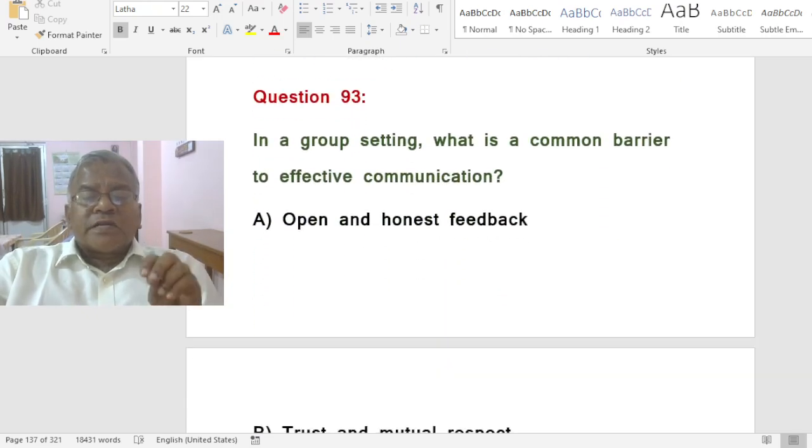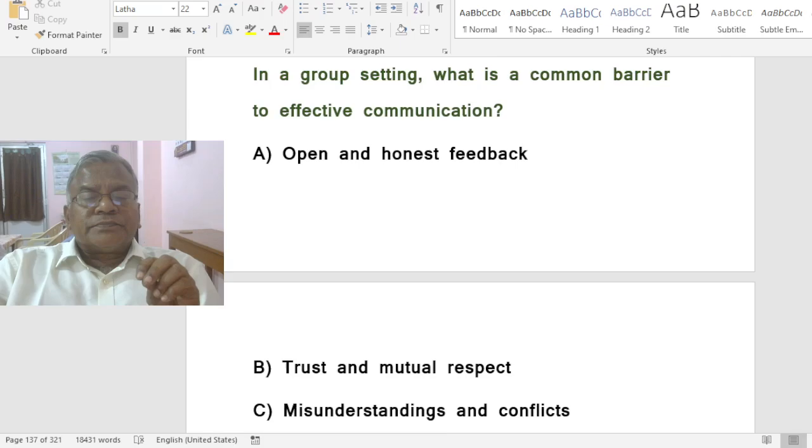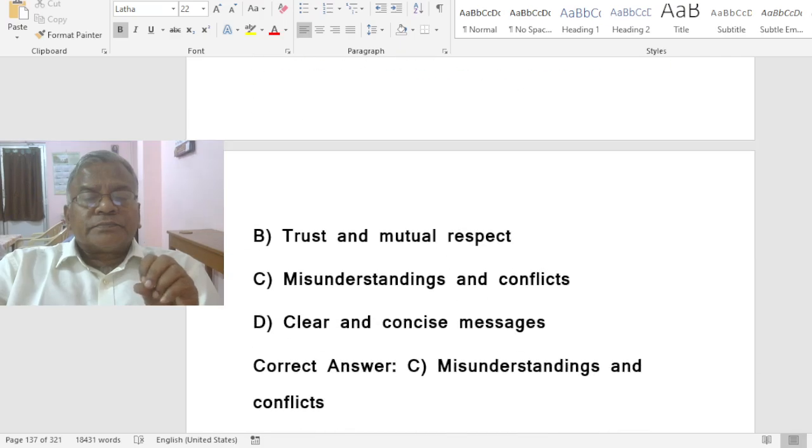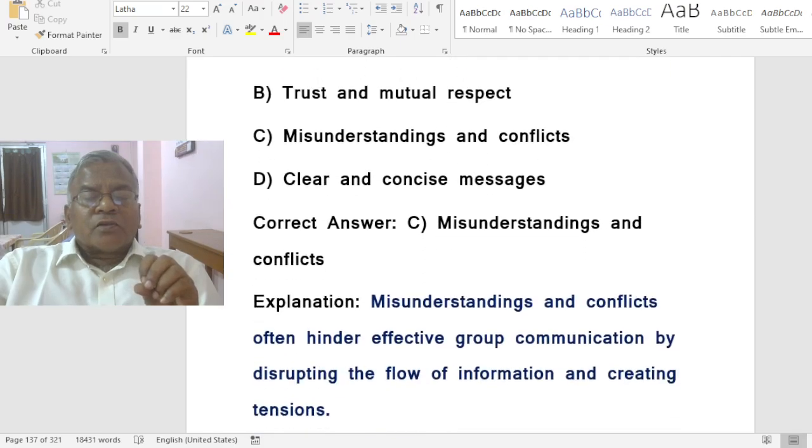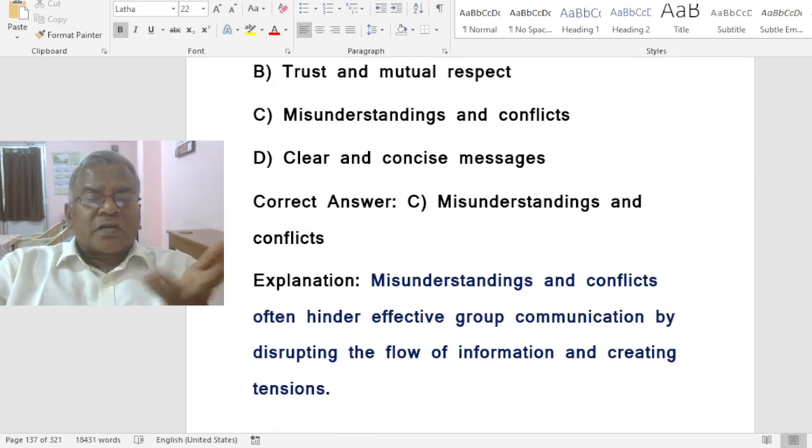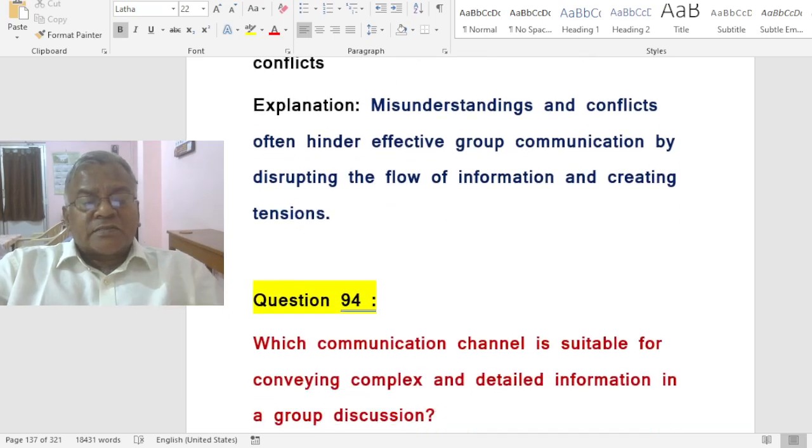In a group setting, what is a common barrier to effective communication? 4 options given. So, common obstacle is misunderstandings and conflicts. Misunderstandings and conflicts often hinder effective group communication by disrupting the flow of information and creating tensions.